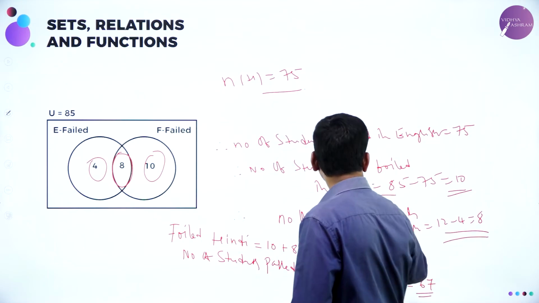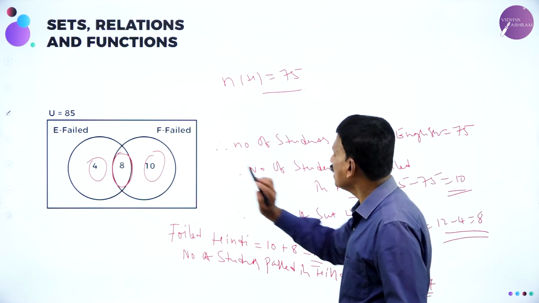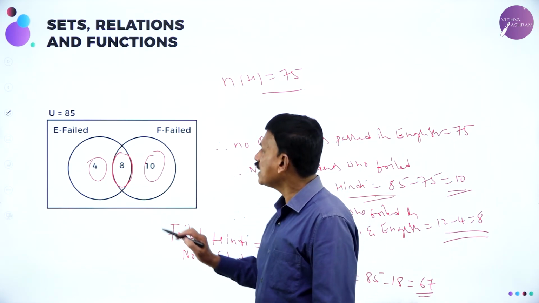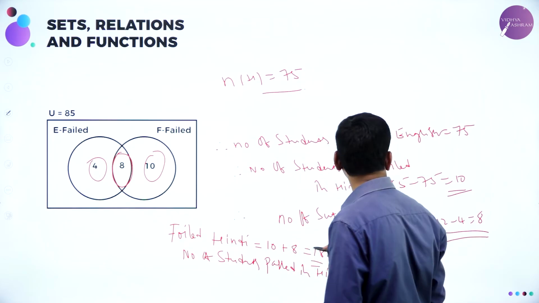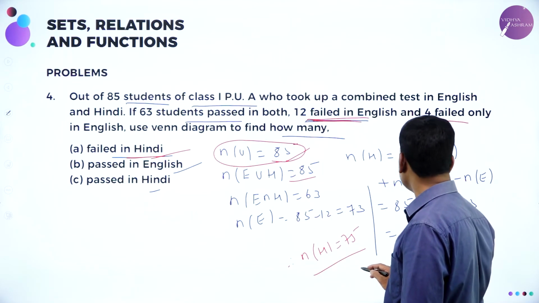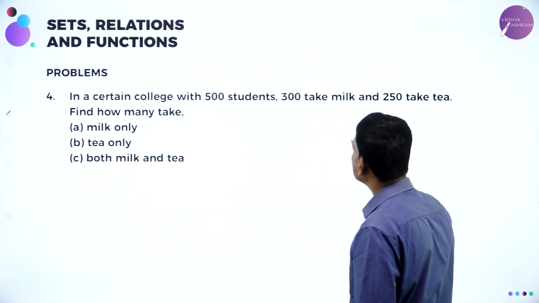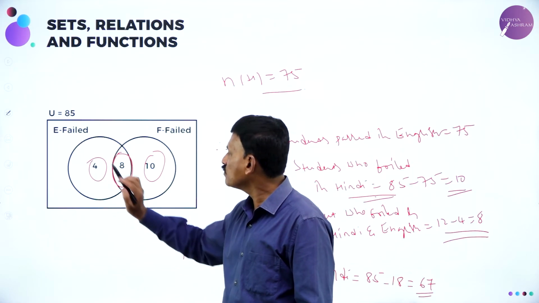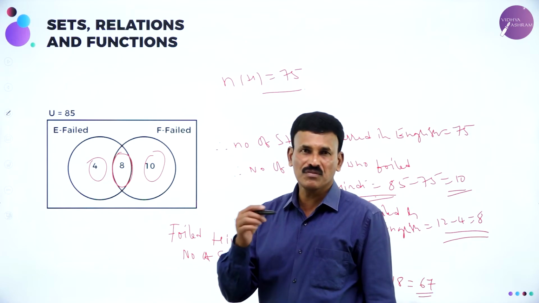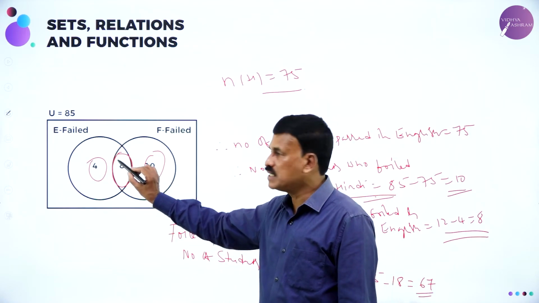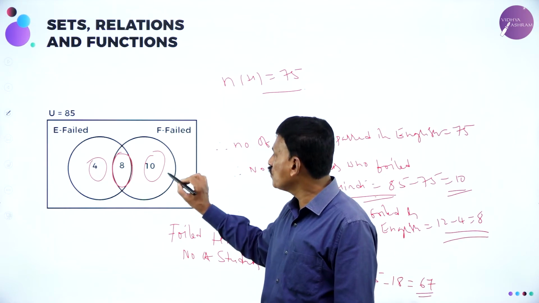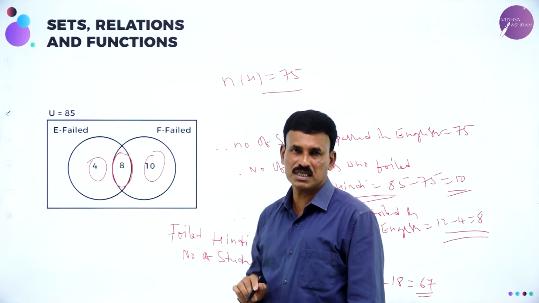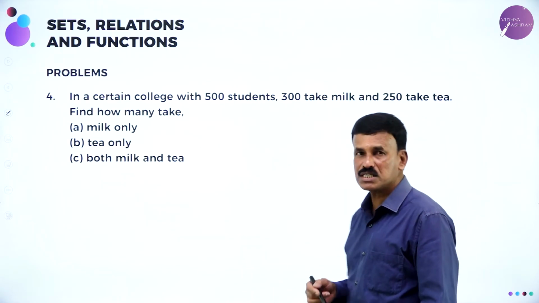The number of students failed only in Hindi is 10, the number of students who failed in both Hindi and English is 8, and the number of students who failed only in English, that is already given, is 4. So in the Venn diagram, both is 8, Hindi only is 10, and English alone is 4. That's it. Now let us come to the next problem.